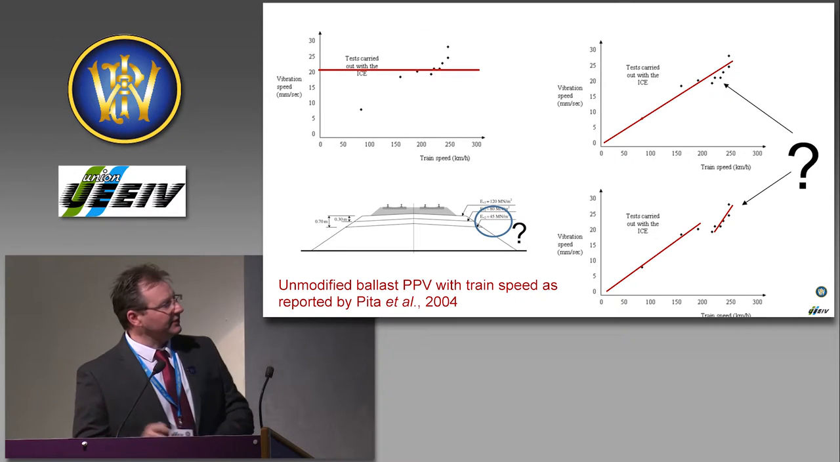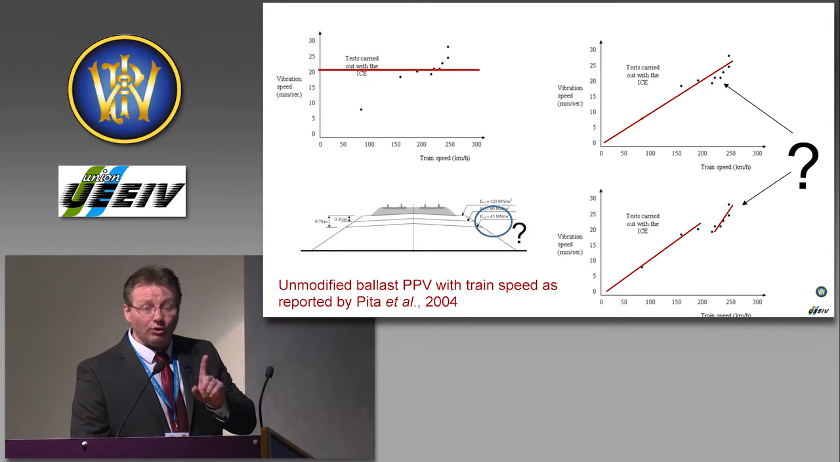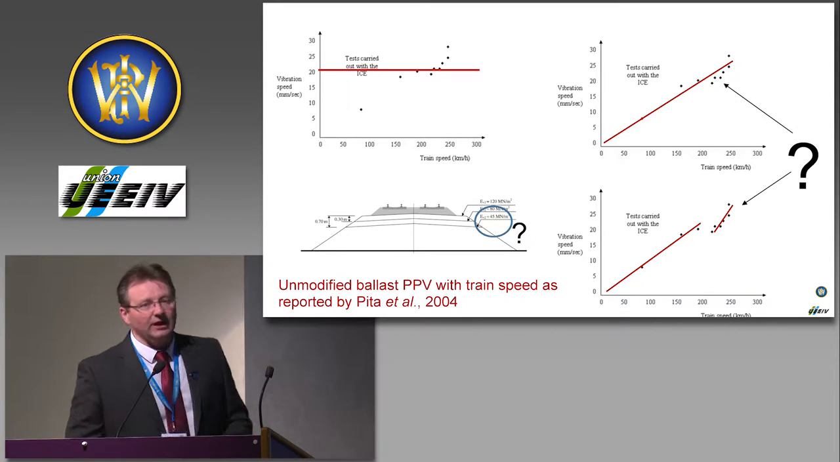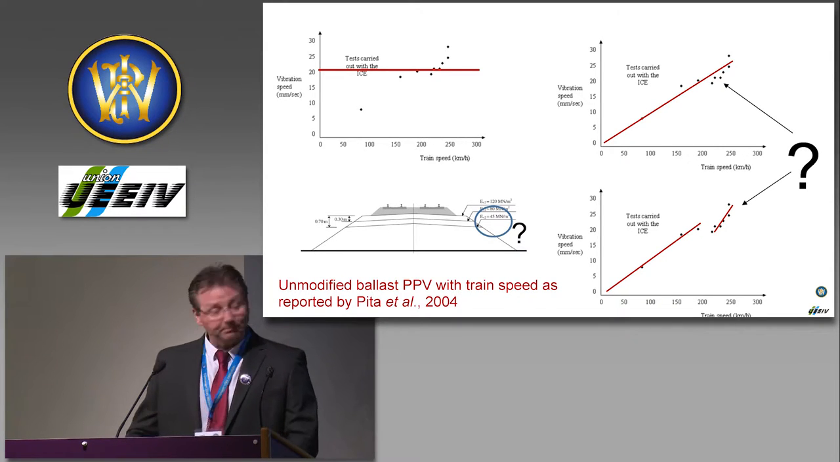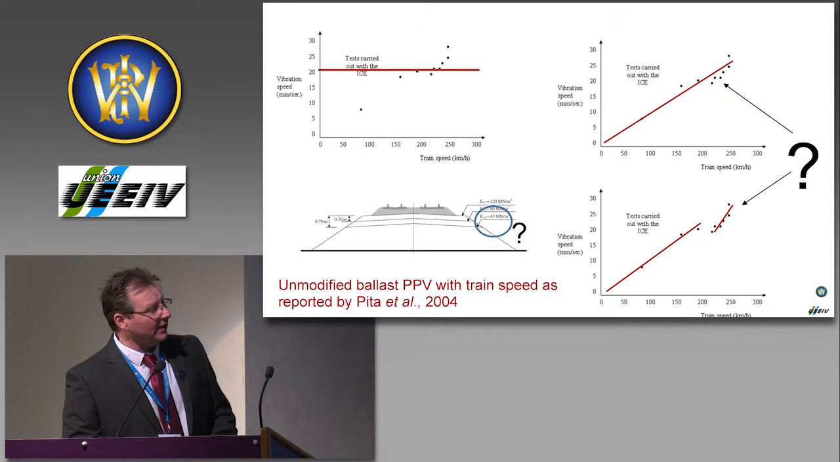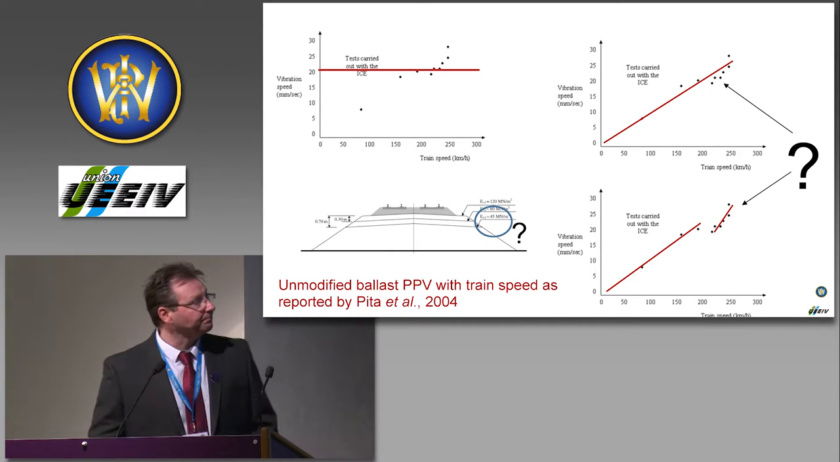I should point out at this stage that this is the kind of structure that was being measured, but I'm unsure whether the EV2 value was 45 or 60, unsure at this particular time. But it's quite clear that we are starting to pass the 20 millimeters per second once the train speed was over 250.